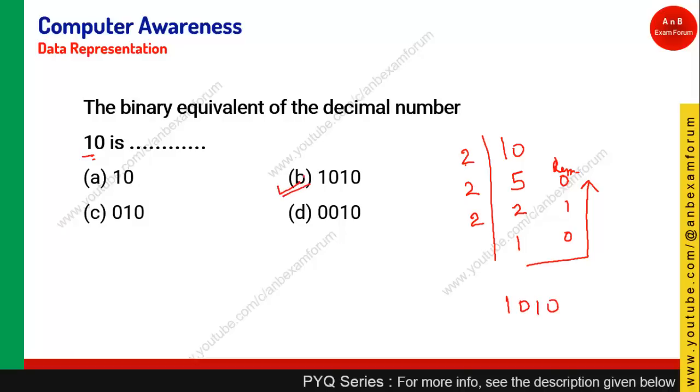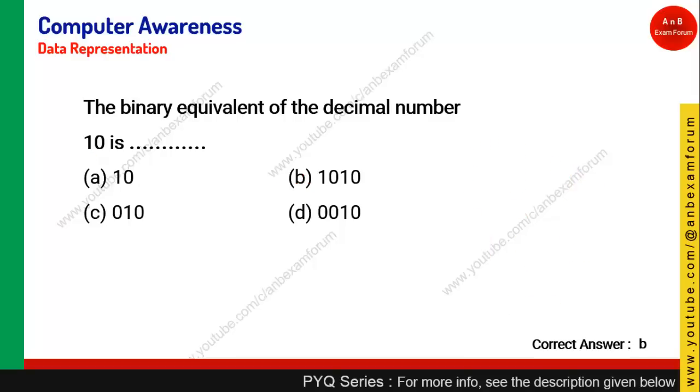I know I have done this conversion very quickly, so you should go back and see all the conversions, how these conversions take place. You should be very conversant with that, otherwise you will not be able to solve such types of questions. So option B is the right answer.